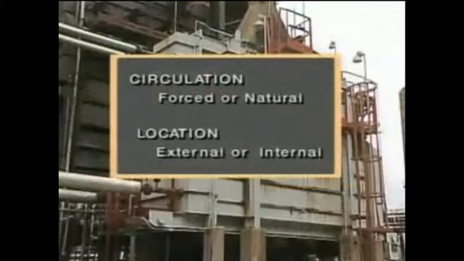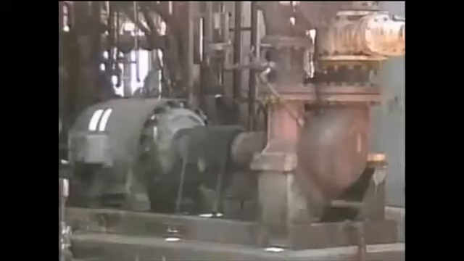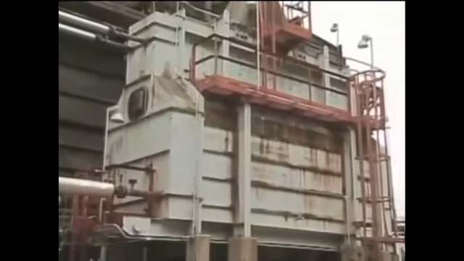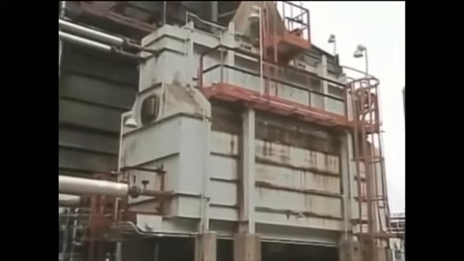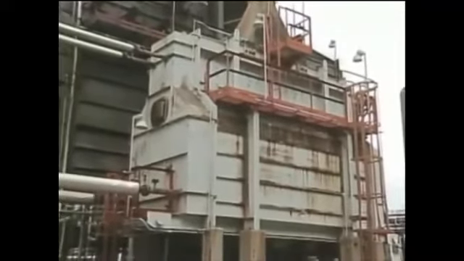Fluid circulation between the tower and the reboiler can be forced circulation or natural circulation, and a reboiler can be an external reboiler or an internal reboiler. Let's begin with a look at forced circulation systems. In a forced circulation system, a pump moves fluid between the tower and the reboiler. Furnaces like this one are sometimes used as reboilers in forced circulation systems. This type of furnace is known as a fired reboiler.